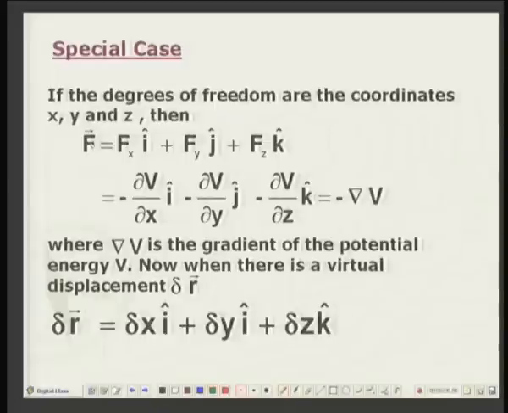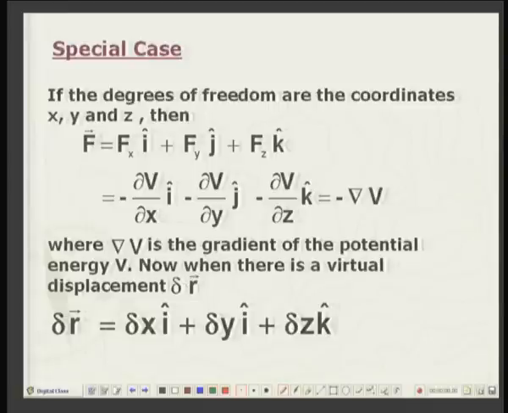Well, let's say my generalized coordinates, or degrees of freedom, are x, y, z. Then the total force acting on the particle is equal to minus dV by dx unit vector i, minus dV by dy unit vector j, minus dV by dz unit vector k, and this we can write in vector notation as the gradient of V. V is a scalar field, a potential field, and its gradient is a vector quantity. This is a well-known result from vector analysis. So minus del V, minus the gradient of the potential, gives me the corresponding force.